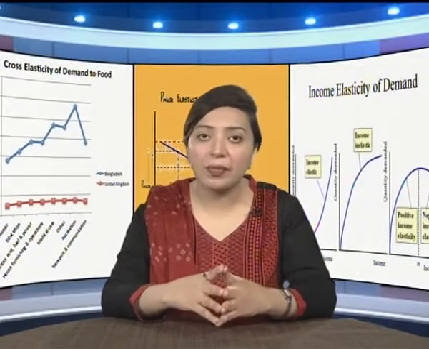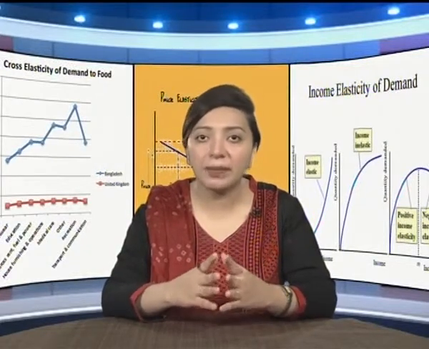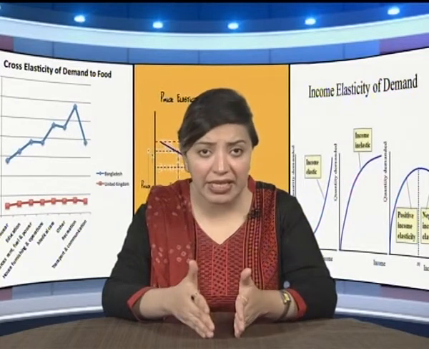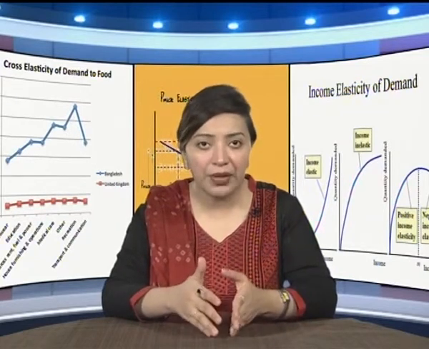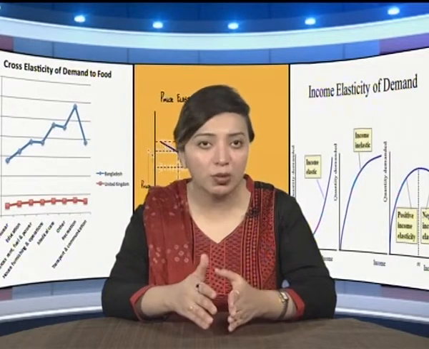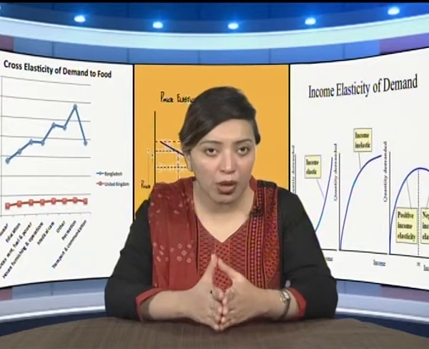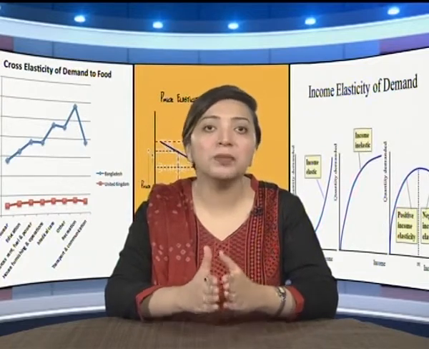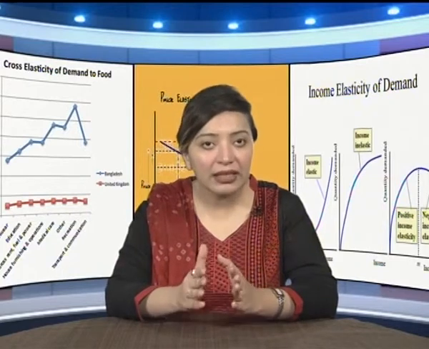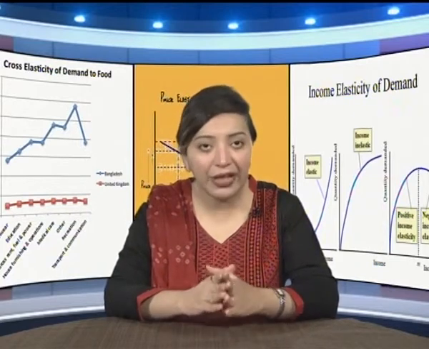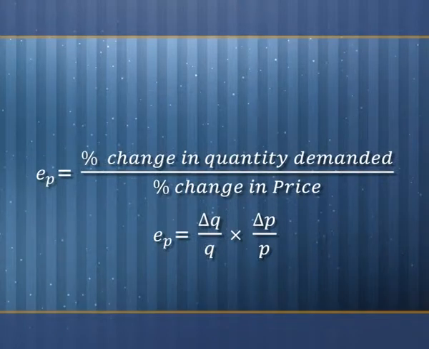Price elasticity of demand expresses the response of quantity demanded of a good to a change in its price, given the consumer's income, his taste, and prices of all other goods. In other words, it is measured as the percentage change in quantity demanded divided by the percentage change in the price, other things remaining equal. That is, EP is equal to percentage change in quantity demanded divided by percentage change in the price. So, EP is equal to delta Q by Q times delta P by P.